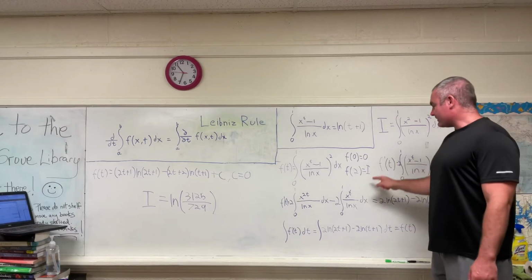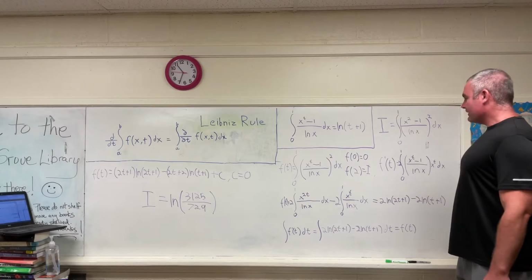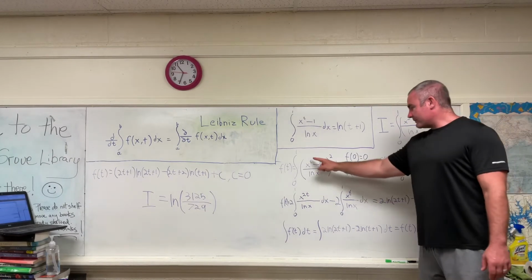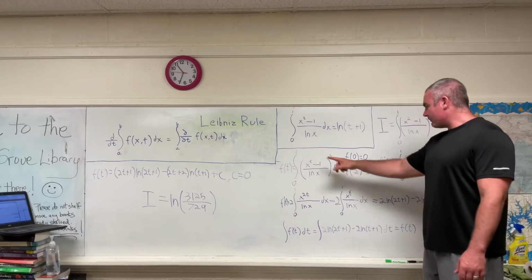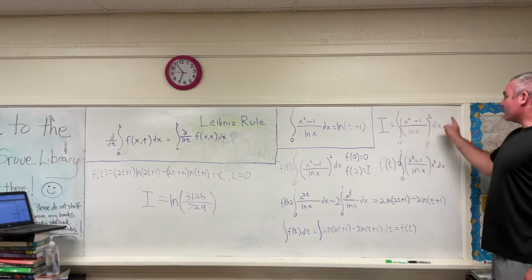We're going to make our notes here on that function. You notice that if you plug in 0 for t, you'll get 0 for the entire integral. And if you plug in 2 for t, you'll get I, which is what we want.